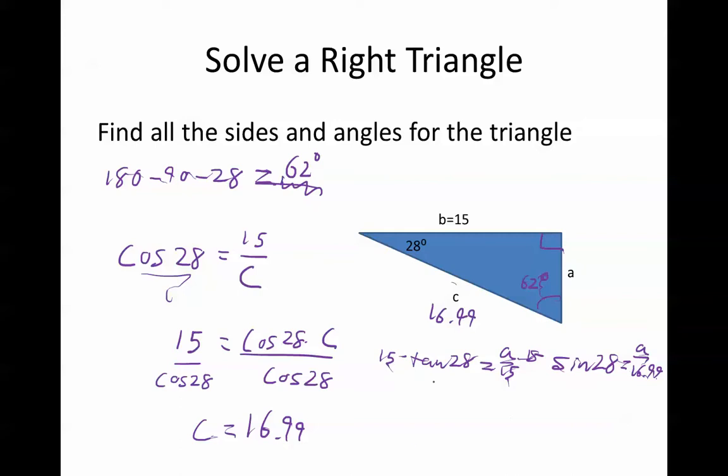So 15 times tangent of 28, that's calculator work. 15 times tangent of 28, it's going to give me 7.98. You can do the same thing over here and do 16.99 times sine 28, and it's going to give you a very similar answer. There's going to be a slight rounding error, but it still gets you down to the 7.98. Rounding error occurs further down. But there it is. This side right here is 7.98. And now this triangle is solved because all sides and angles for the triangle have been solved for.